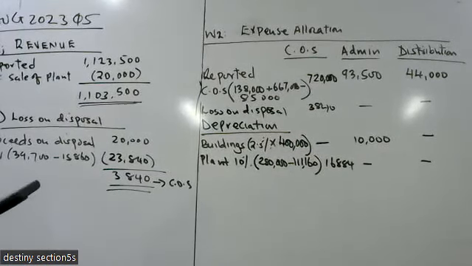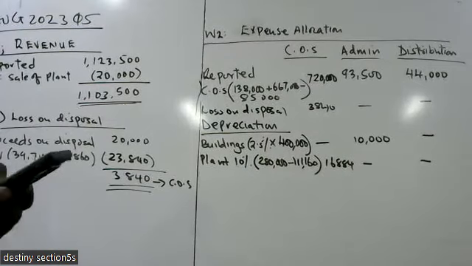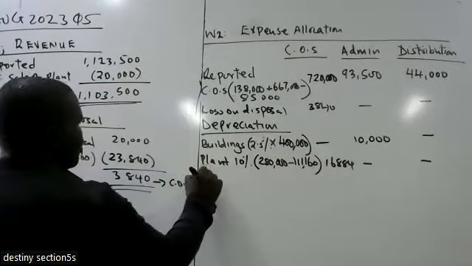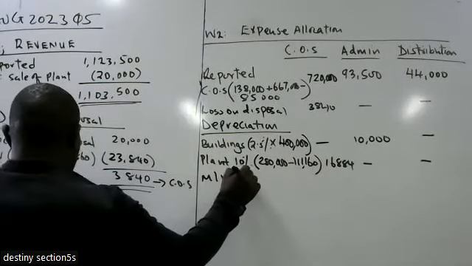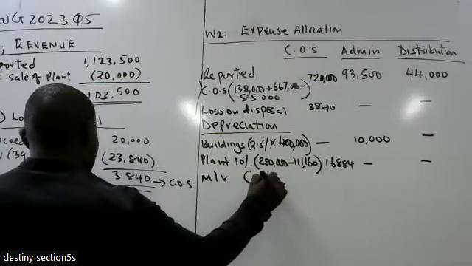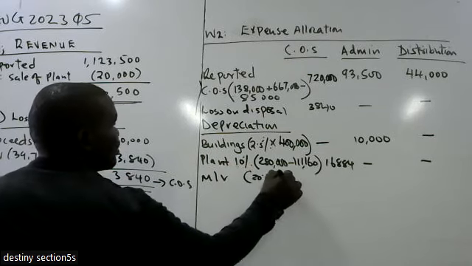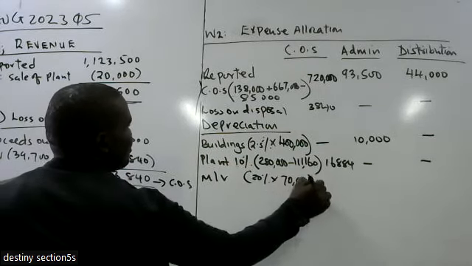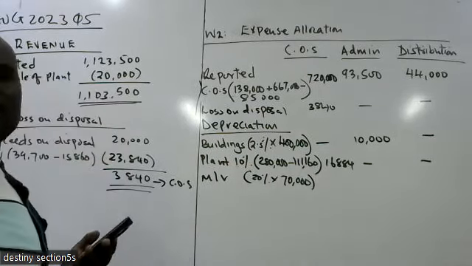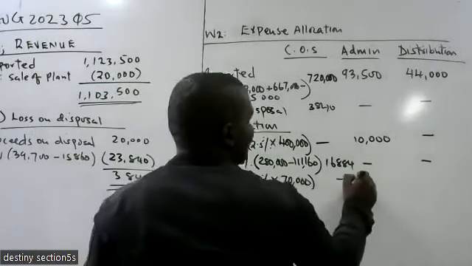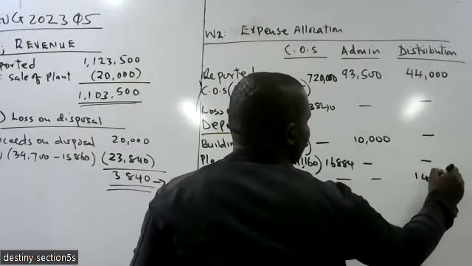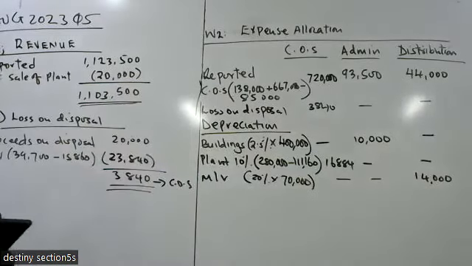Next, motor vehicle, 20% straight line, distribution. So for motor vehicle, straight line is on cost, so 20% times motor vehicle, which was 70. So 20% of 70, is that 14,000? Distribution. Check to confirm.